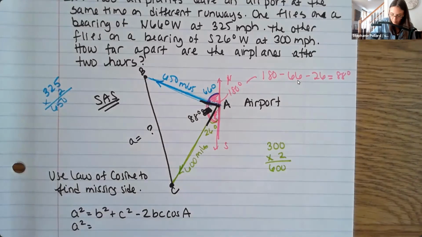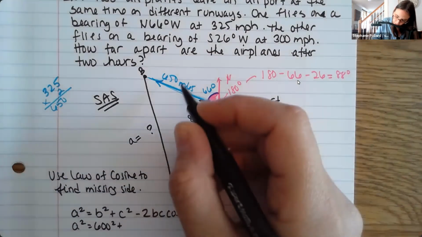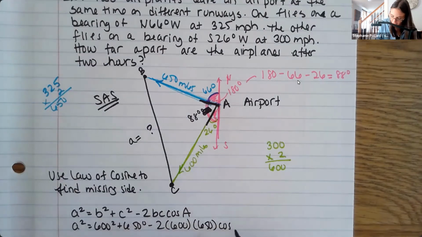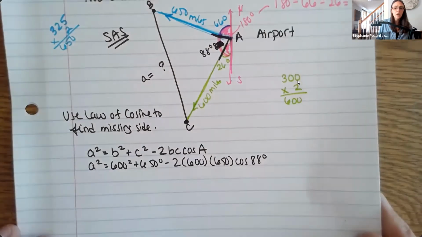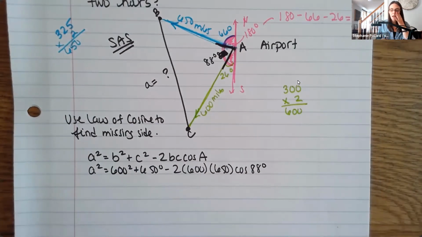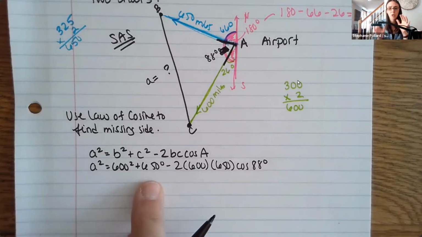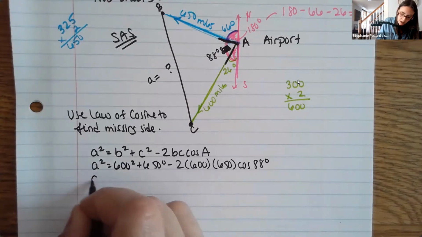All right, so my B would be the 600. My C would be the 650. And my angle here is 88 degrees. Now you can just use your calculator here for everything. Cosine 88 degrees is not one that I would know. These numbers are huge. So again, I would just use my calculator and take my time plugging this all in. And you can try it at home.